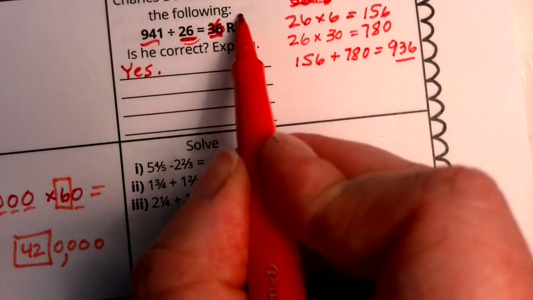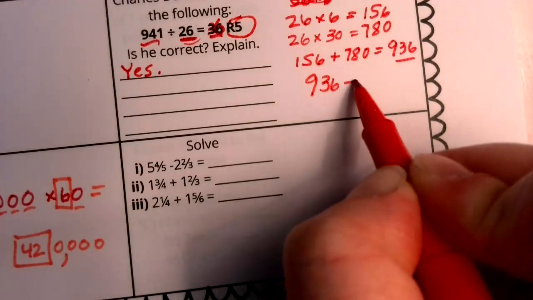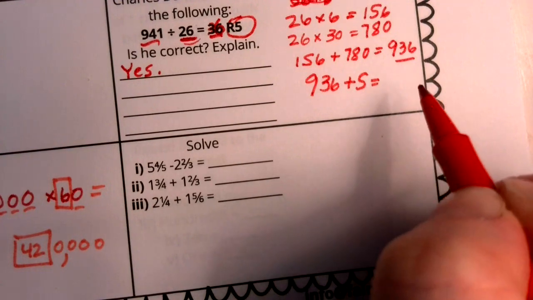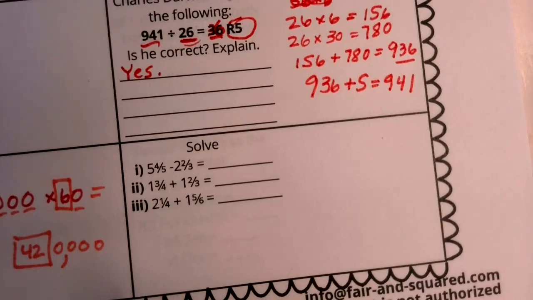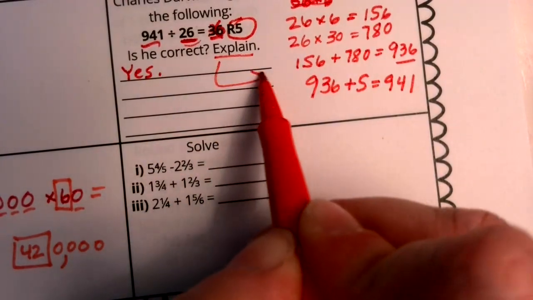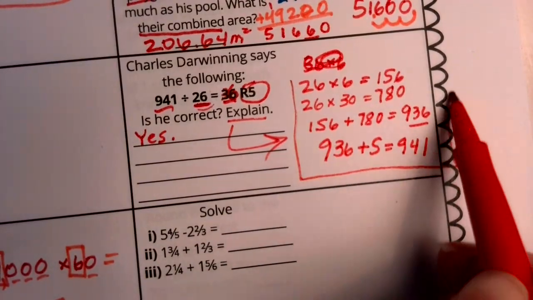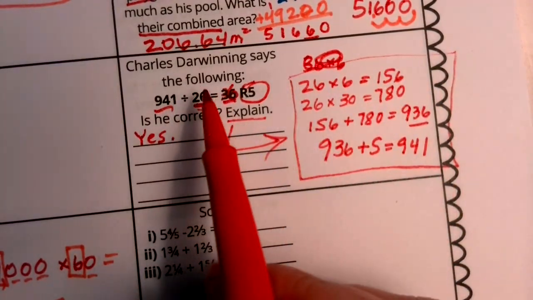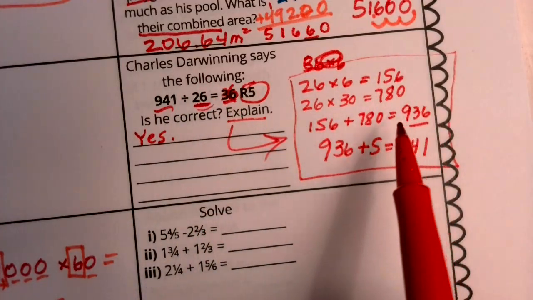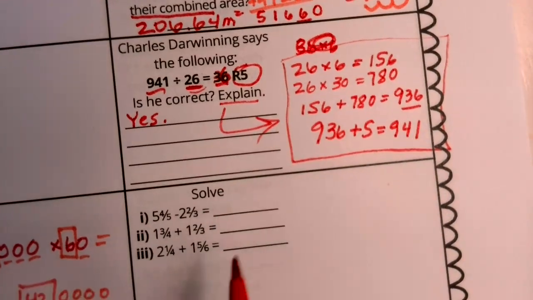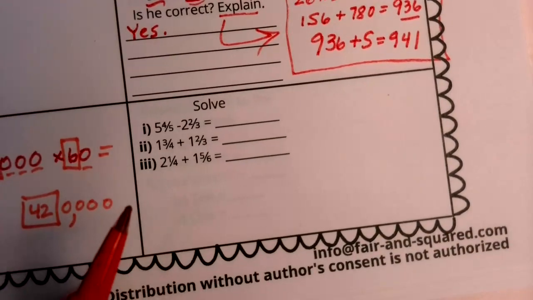because I have to add the remainder. Now, if I have 936 and I add 5, take a look. Now I am at my dividend of 941. So my explanation is really here in these equations that I have built to show multiplying my 26 by 30 and then my 26 by 6, adding those two together and then adding the remainder. So Charles Darwin is still winning. He is correct.